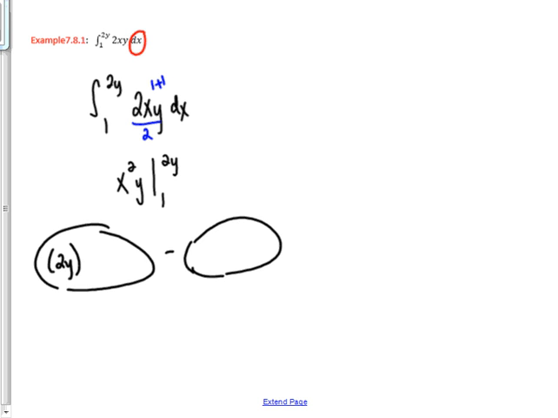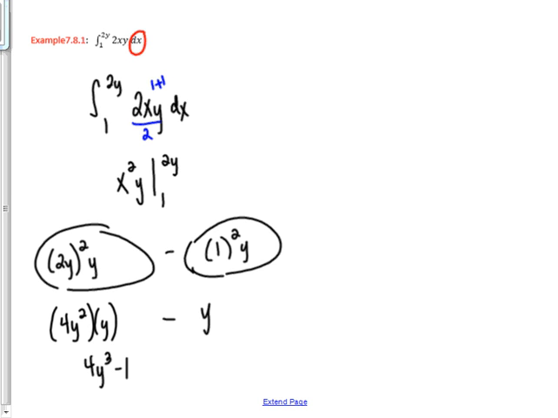If you integrated x, you plug in for x. So I'm plugging in 2y squared times y, and I'm plugging in 1 squared times y. Well, 2y squared is 4y squared times y, minus 1 squared is 1 times y is y, so I get 4y cubed minus y.